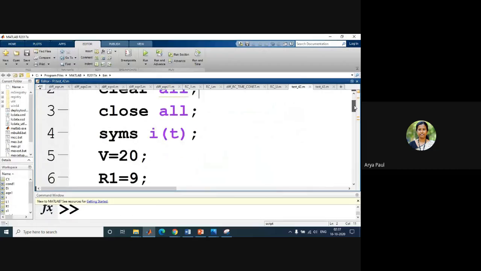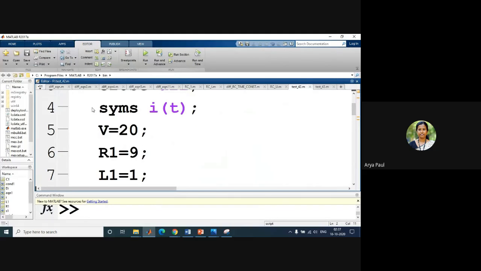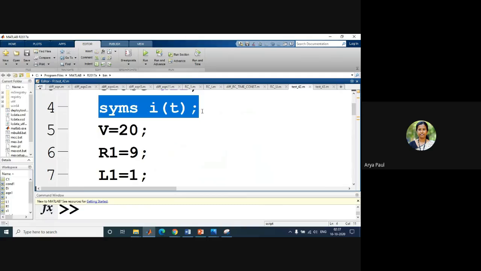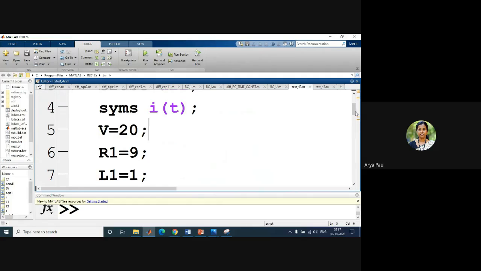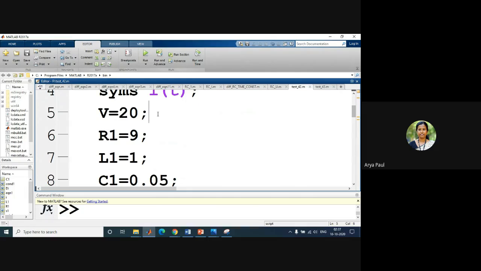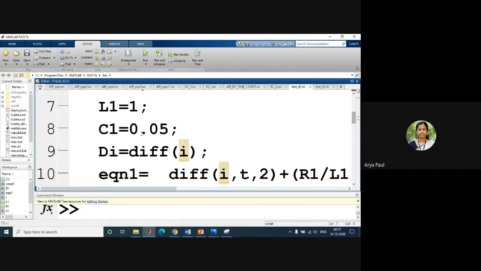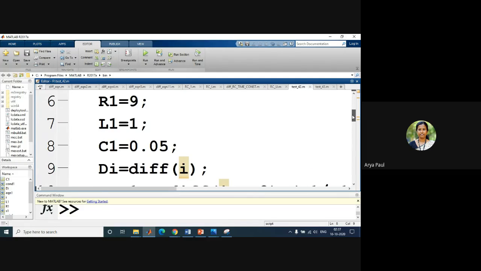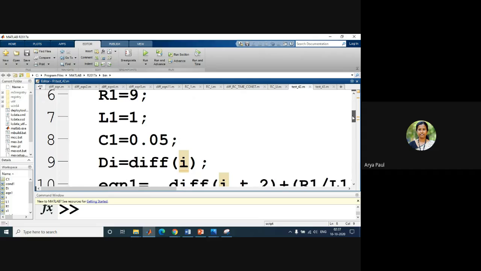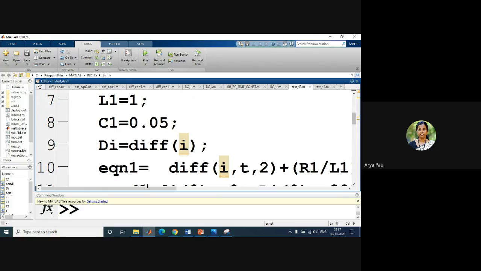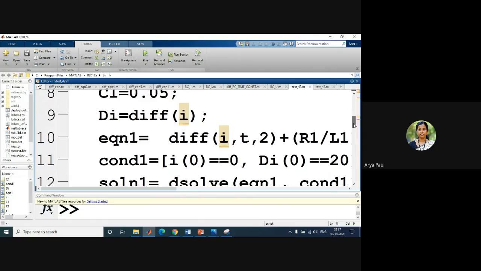Here I am taking syms I of t, because I am considering the current transient. I have applied a voltage of 20 volt, resistance 9 ohm, L is 1 henry, and capacitance is equal to 0.05 farad. So R, L and C I have defined. Now I am finding the equation.